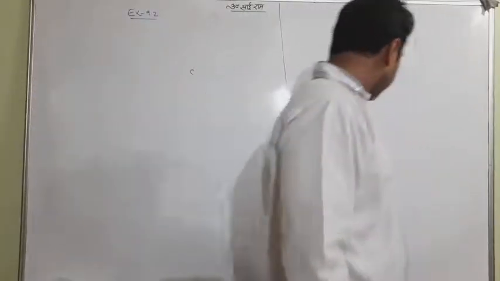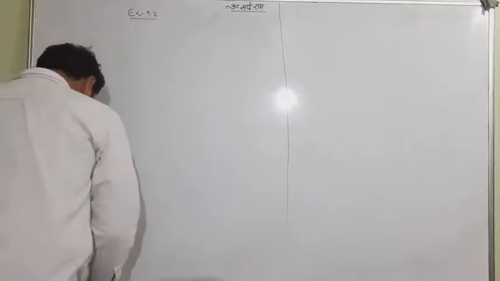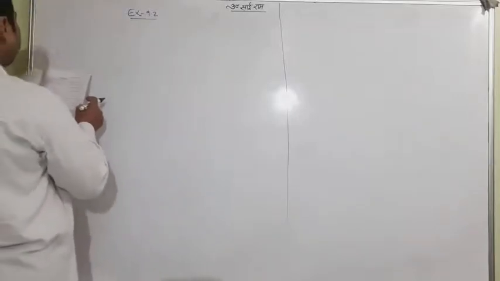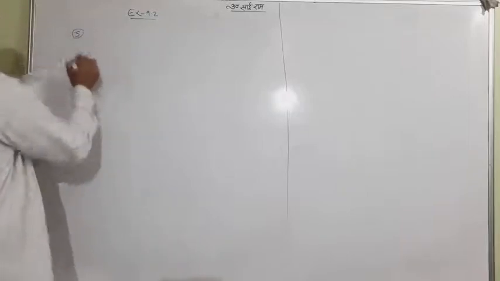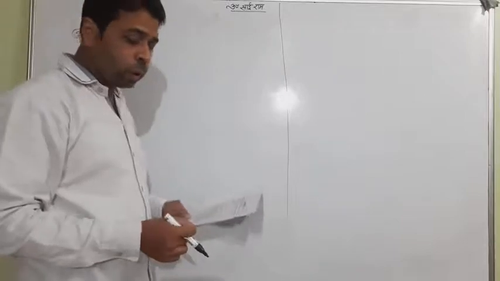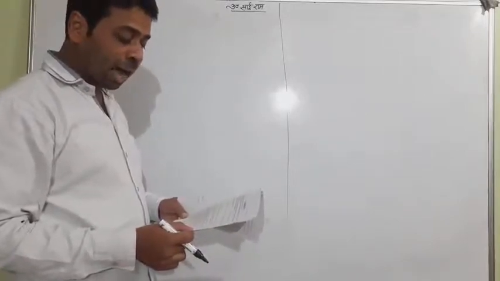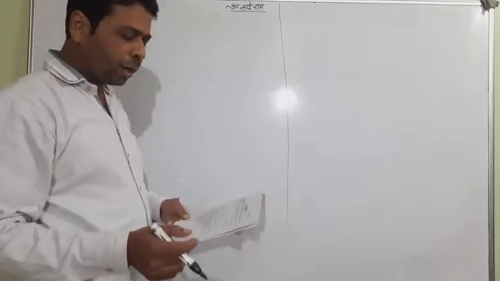Okay, so let me take some more questions. I want to take question number 5. In an AP, the pth term is 1 by q, and the qth term is 1 by p. Prove that the sum of the first pq terms is half of (pq plus 1). Okay, it's a very easy question.